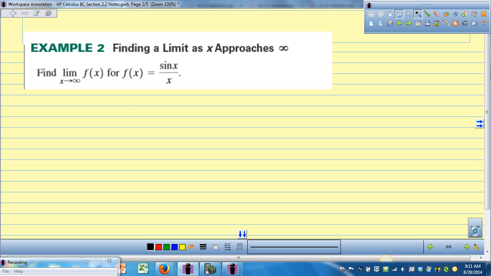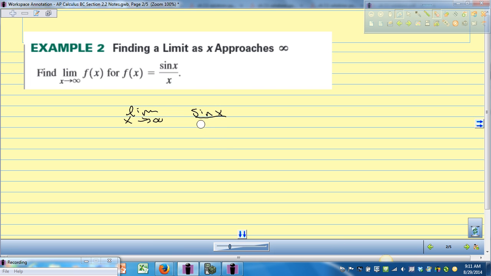Okay, all right. We want to actually find the limit as x approaches infinity of sine x over x. So we found a special limit yesterday, but that was as x approached 0. This one is different. We are finding the limit as x approaches infinity of sine x over x. Well, what happens as x goes to infinity? What happens to sine x?